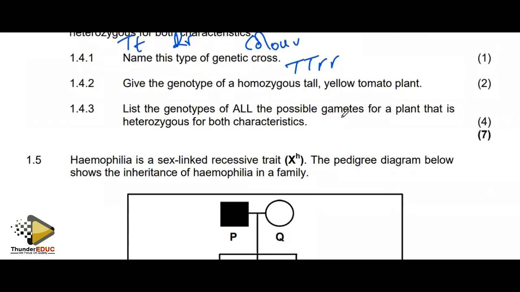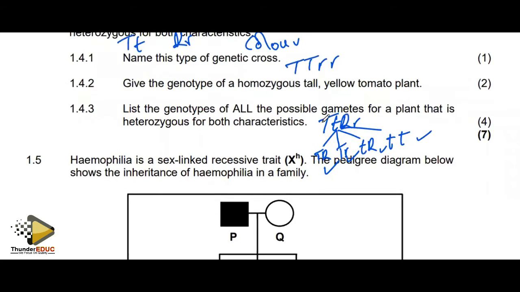List the genotypes of all possible gametes for a plant heterozygous for both alleles. If it is heterozygous, it's going to be capital T, small t, capital R, small r. Because it is dihybrid, I'm going to combine this with this. It's going to be capital T, capital R; capital T, small r; small t, capital R; and small t, small r. That's why there are 4 marks, giving you this, this, that, and that. Yes.